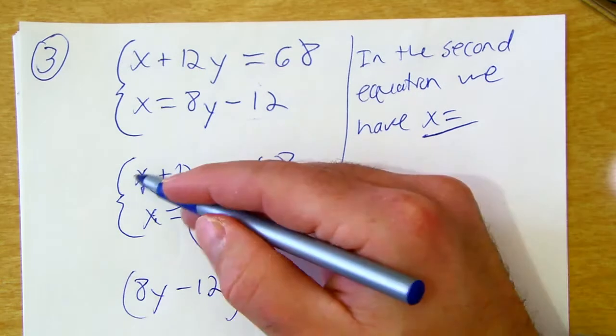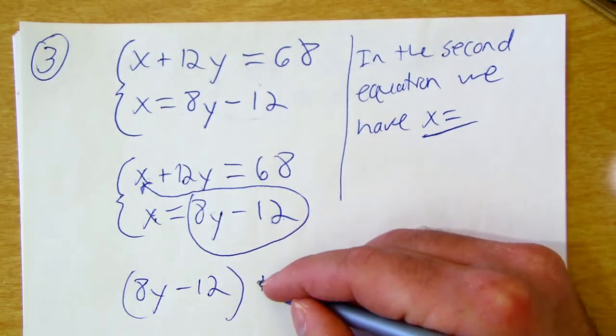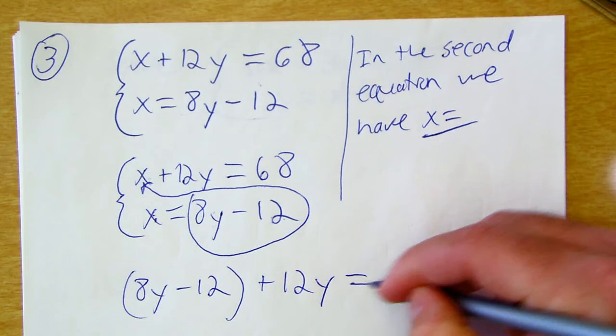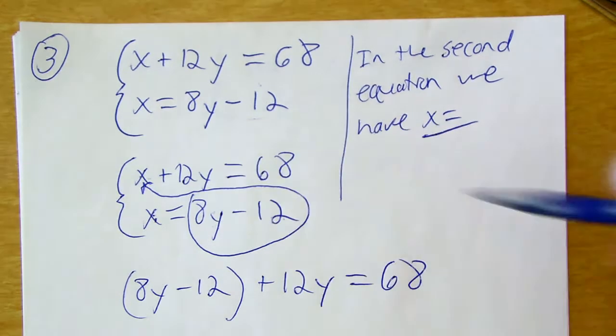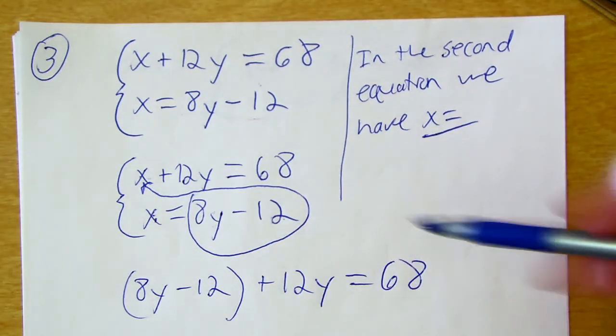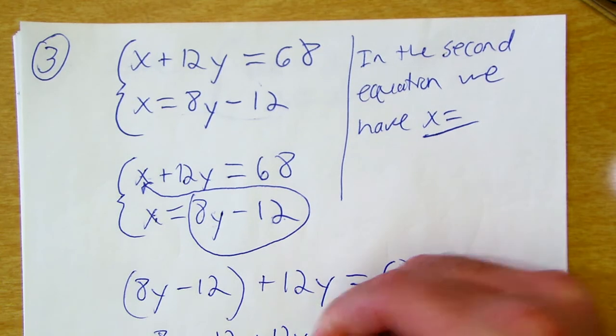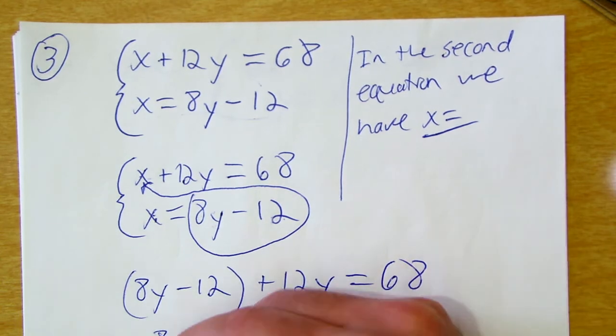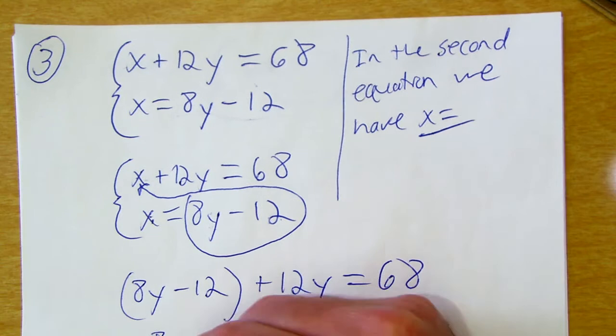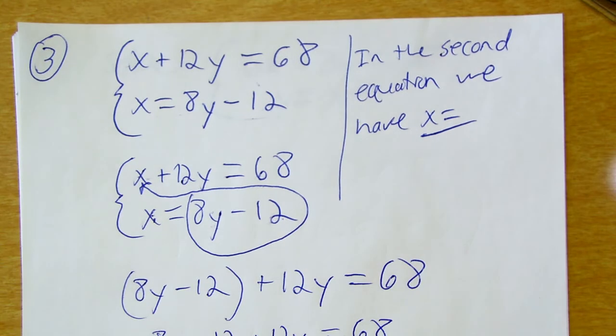Because again, you can't solve an equation up here with 2 variables. So all I'm doing is replacing x in my first equation with 8y minus 12. Now I have 8y minus 12 plus 12y equals 68. So 8y plus 12y, we're just solving an equation here.